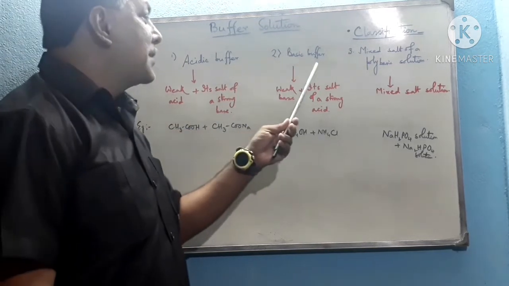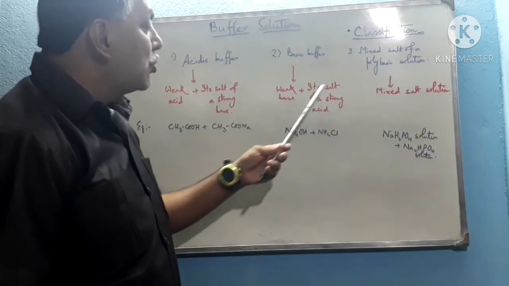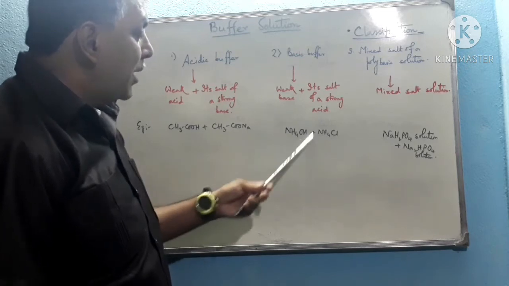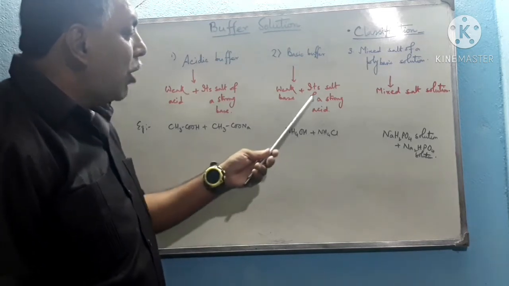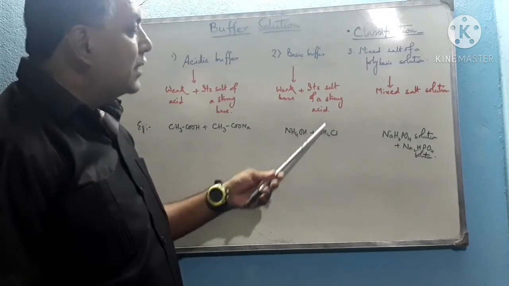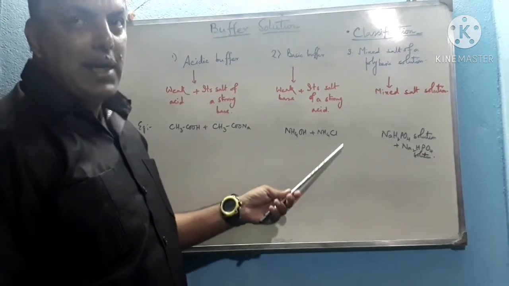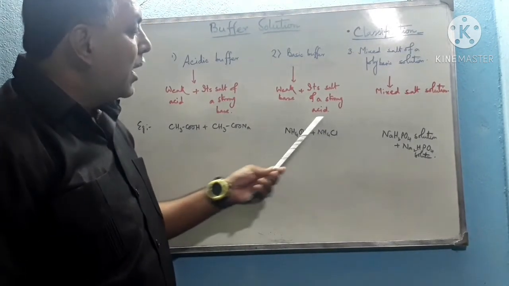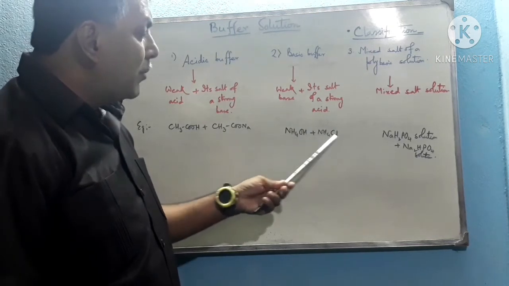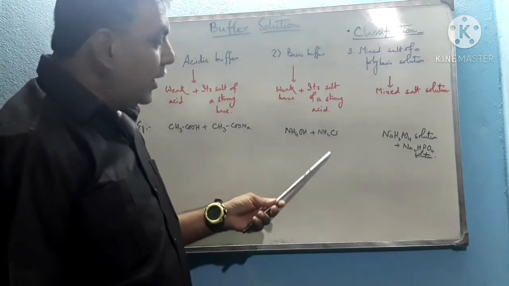Again, number two is the basic buffer. This is a solution of a weak base and its salt of a strong acid. See this example, ammonium hydroxide is a weak base, and its salt of a strong acid like ammonium chloride. Because we know that ammonium chloride is a salt of ammonium hydroxide and HCl. Ammonium hydroxide is a weak base and HCl is a strong acid. So ammonium chloride is the salt of a strong acid. So ammonium chloride completely dissociates and hence it can act as a strong electrolyte.